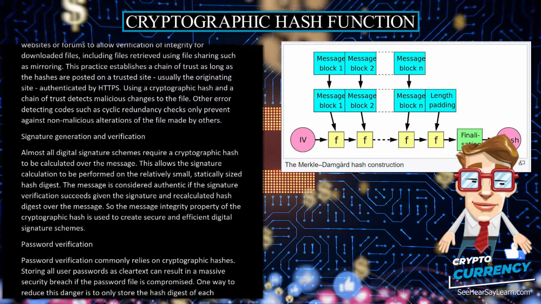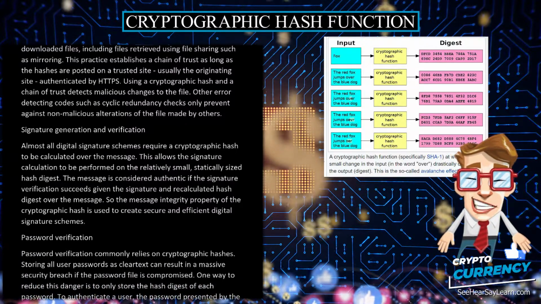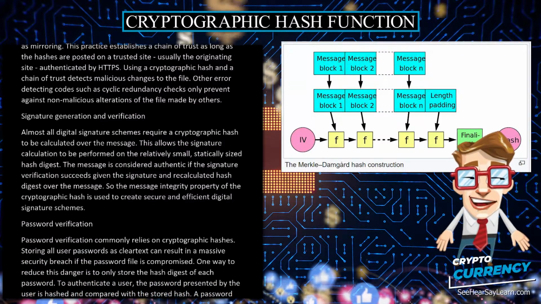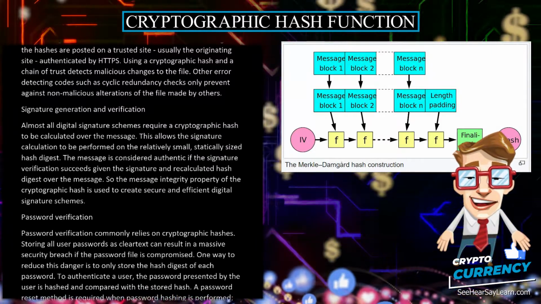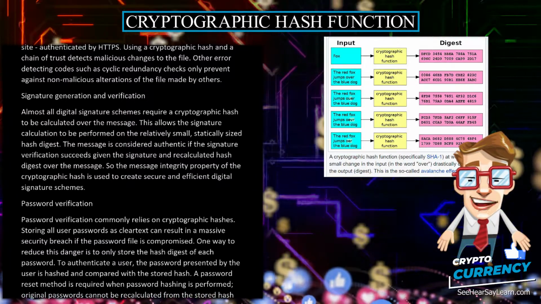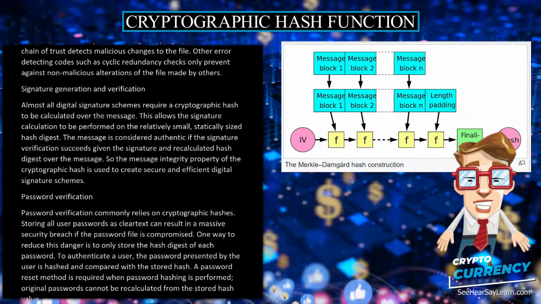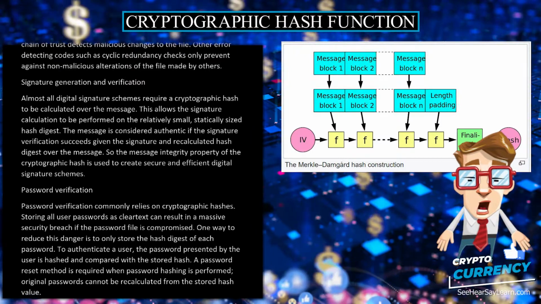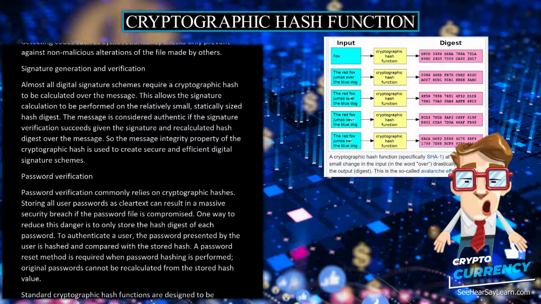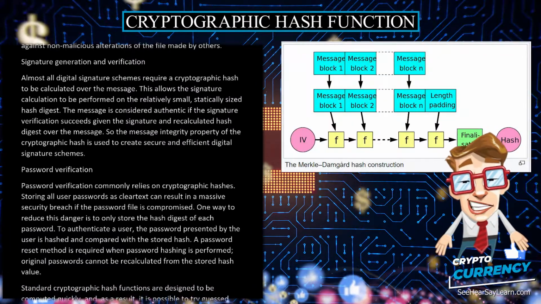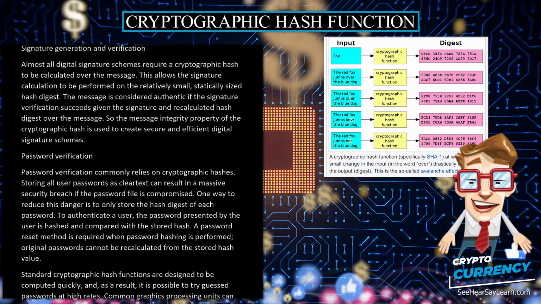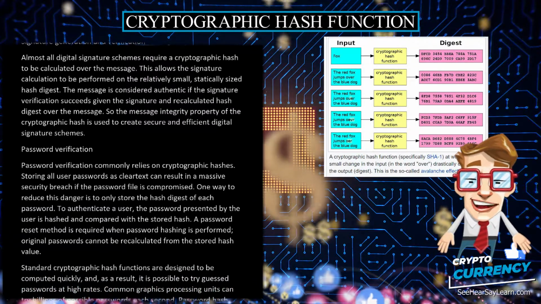Password verification. Password verification commonly relies on cryptographic hashes. Storing all user passwords as clear text can result in a massive security breach if the password file is compromised. One way to reduce this danger is to only store the hash digest of each password. To authenticate a user, the password presented by the user is hashed and compared with the stored hash. A password reset method is required when password hashing is performed. Original passwords cannot be recalculated from the stored hash value.